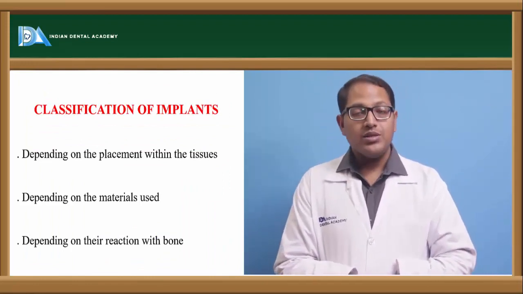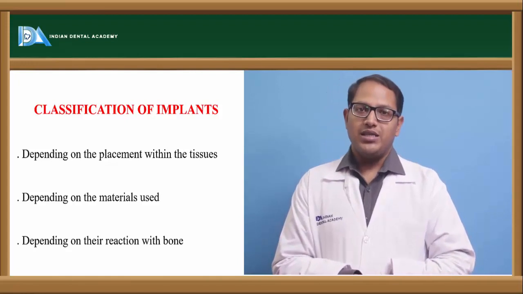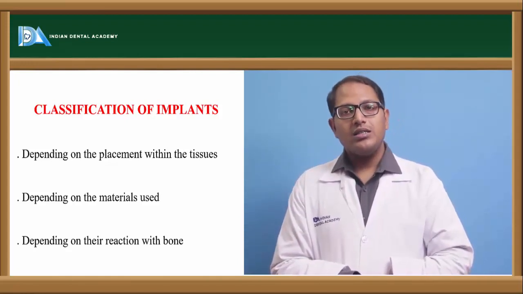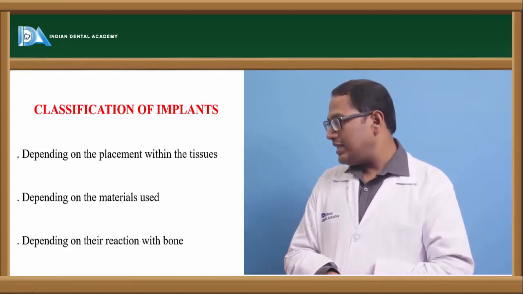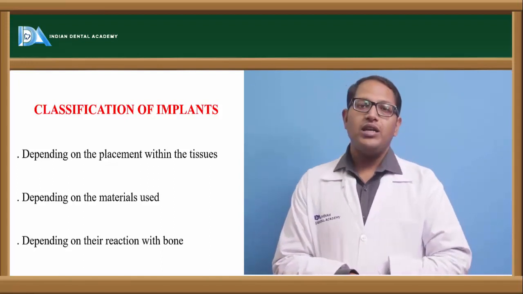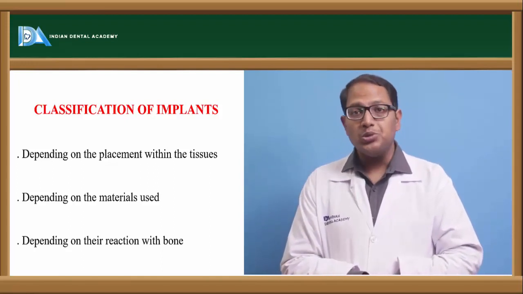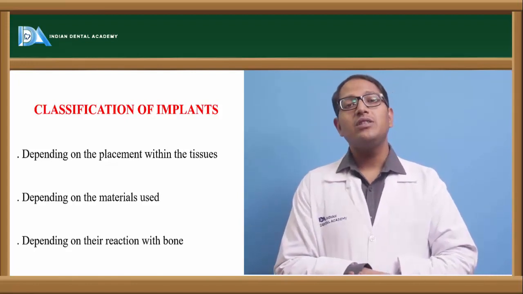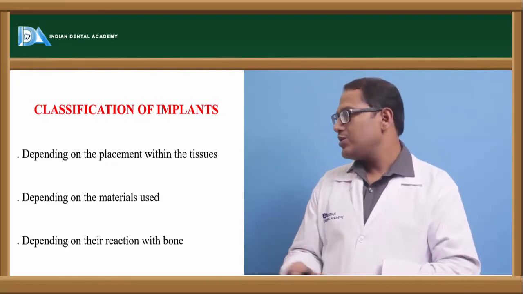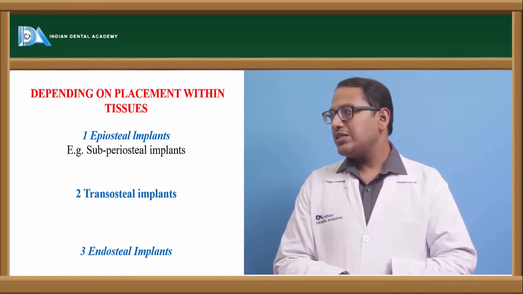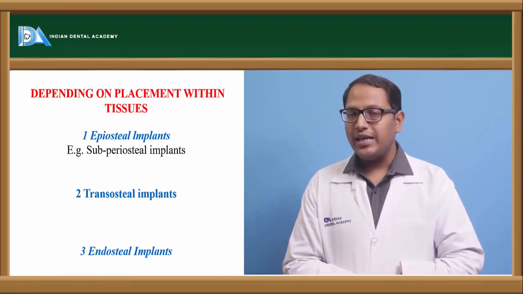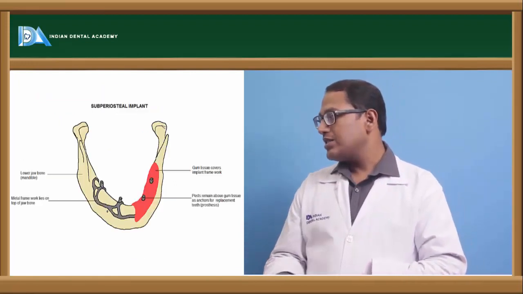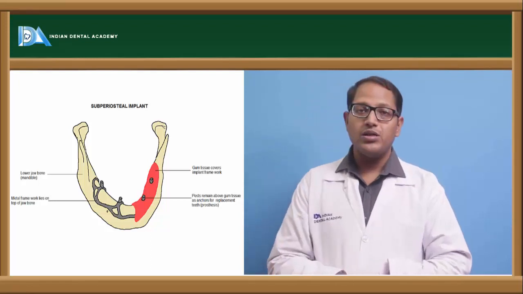Classification of implants. Now there can be different types of implants. Based on the material, and based on where they are supposed to be placed in the tissue, the implants have to be classified. They are also classified based on the reaction with the bone. Based on tissue placement, it can be endosteal, perosteal, transosteal, or subperiosteal.